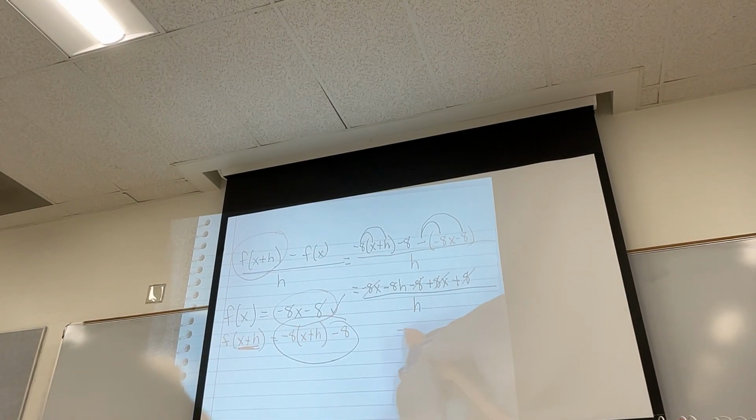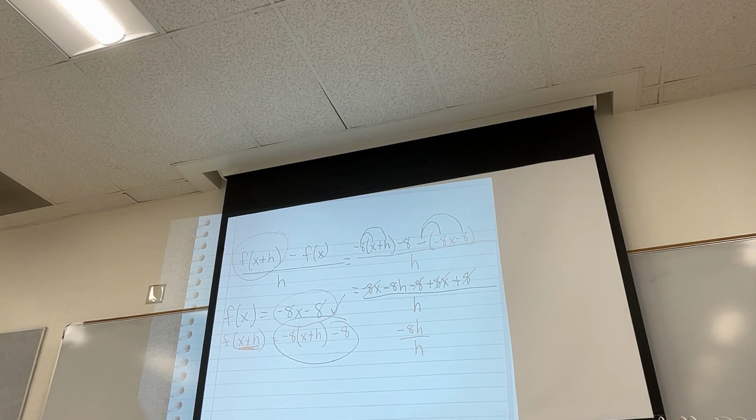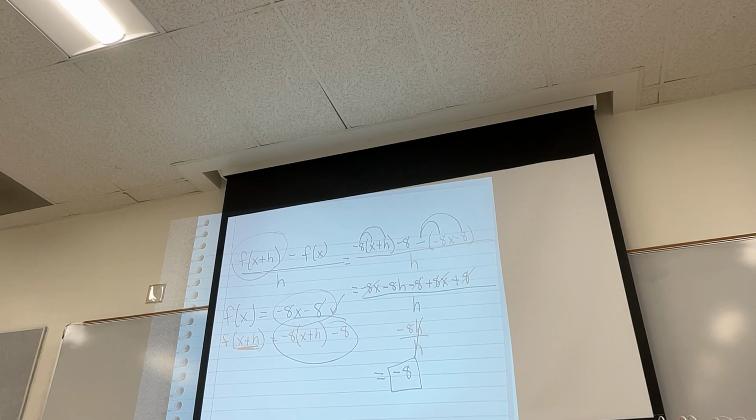Now I'm left with negative 8h over h, which means I can do what? Cancel out the h's and we're left with, yes. If your denominator is not canceling out, you're doing something wrong. Your denominator should fall off. Okay? What did I just say? In the difference quotient formula, that h should cancel out.